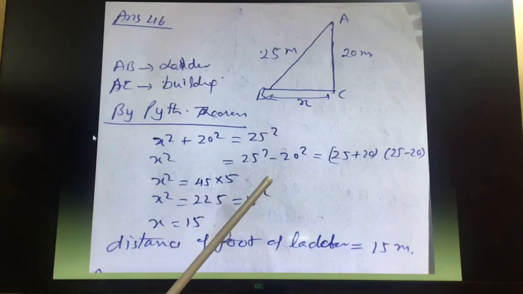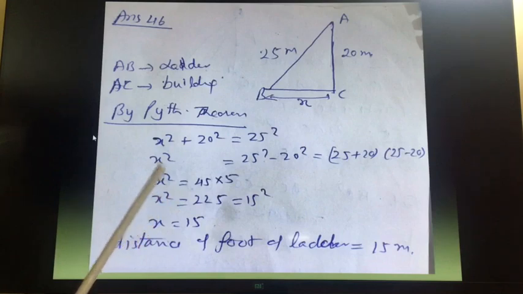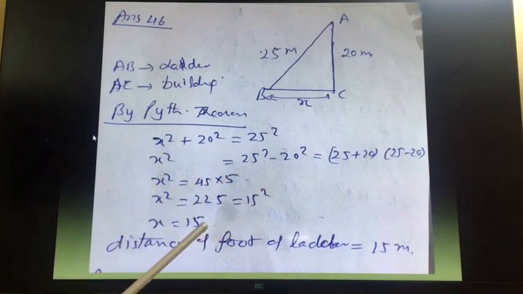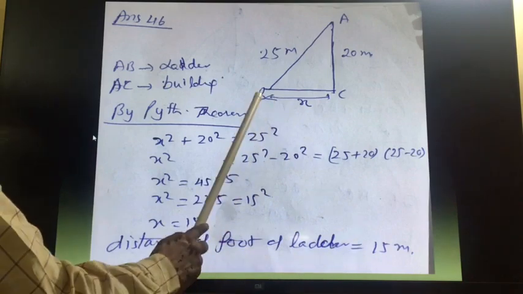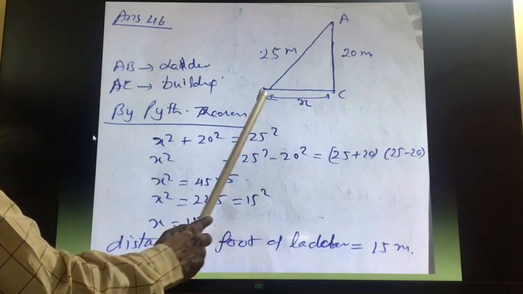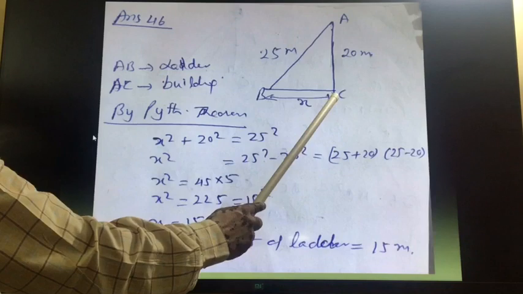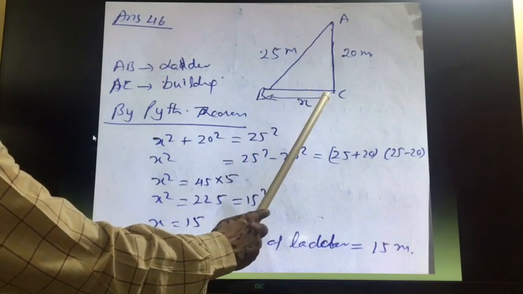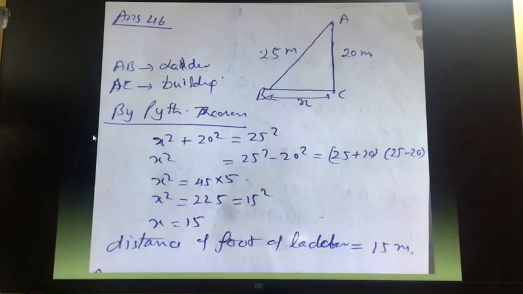Why am I writing this? Because I can cancel the power. So cancel the power here, so you will get x is equal to 15. And x was the distance between the foot of the ladder and the foot of the building. So the distance between these two will be equal to 15 meter. Right? So it is based on Pythagoras theorem.